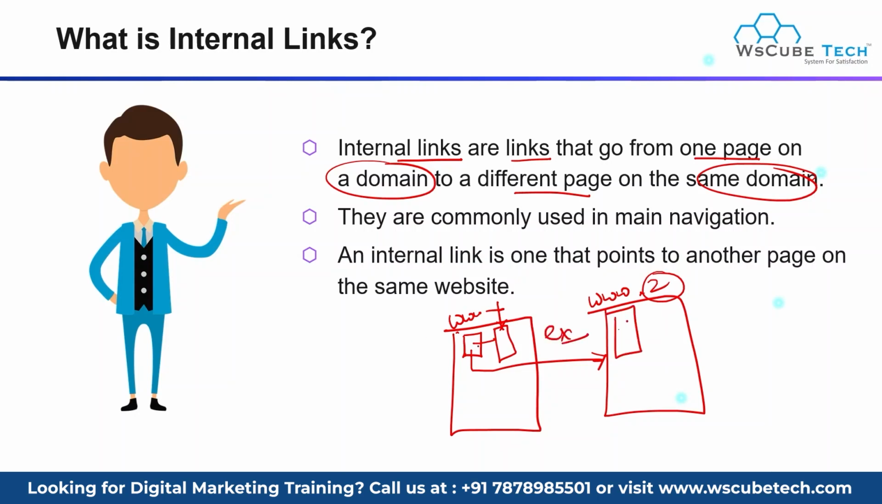So the linking between these two is known as internal and the linking between these two is known as external. They are commonly used in the main navigation. In your home page, when you see that we have different pages available here, now if you want to connect one page of the same domain to another page of the same domain, in that case we need internal linking. An internal link is one that points to another page of the same website.